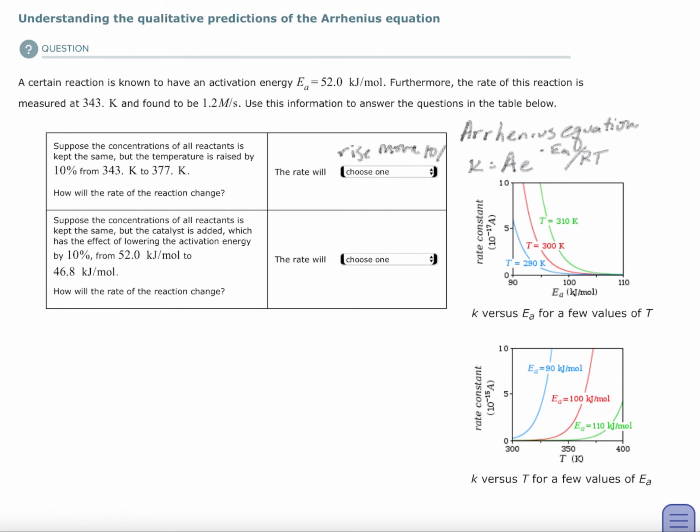The question also says the activation energy is being lowered. If the activation energy is being lowered by 10%, then what's going to happen? Well, the rate is actually going to go up by more than 10%. So this is going to rise more than 10%.